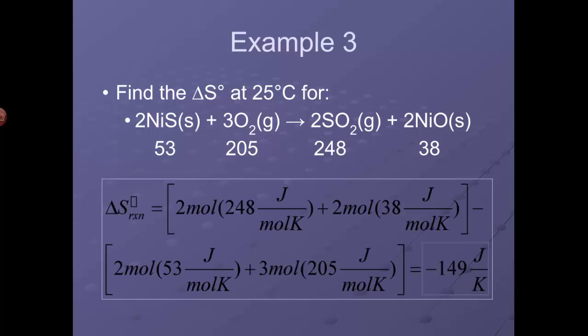That means we calculate the total entropy of the products, so 2 times 248 for the SO2, and 2 times 38 for the NiO, and then we subtract from that 2 times 53 for the 2 NiS, and 3 times the value for O2. You'll notice that elements don't have a 0 value for entropy because all substances have a positive value for entropy as long as they're not at absolute 0.